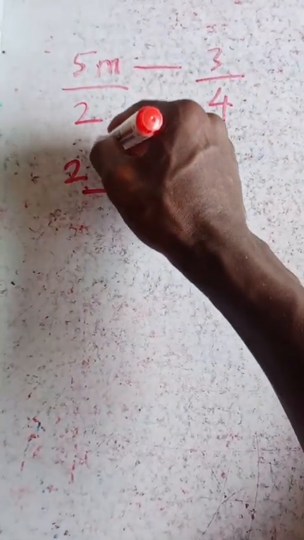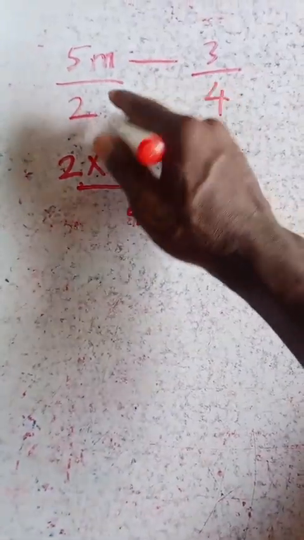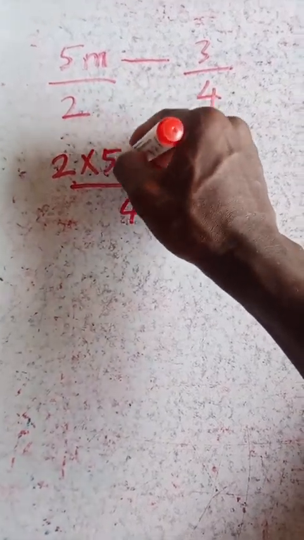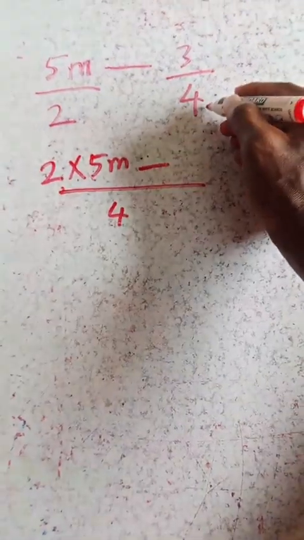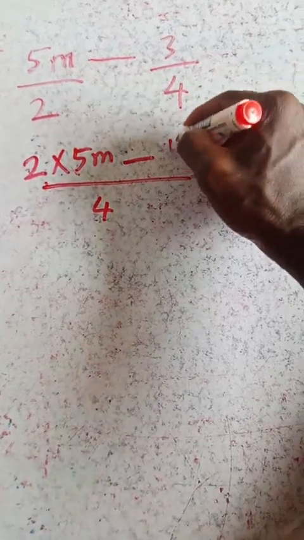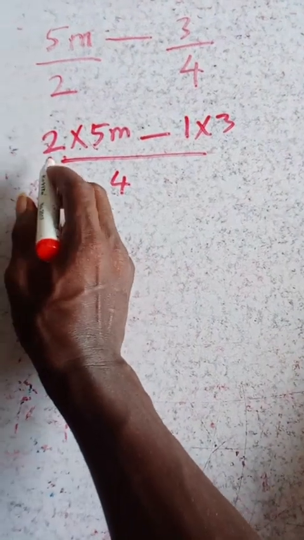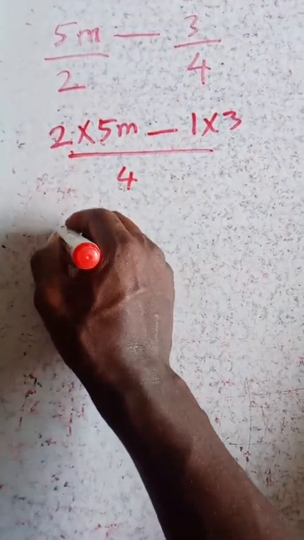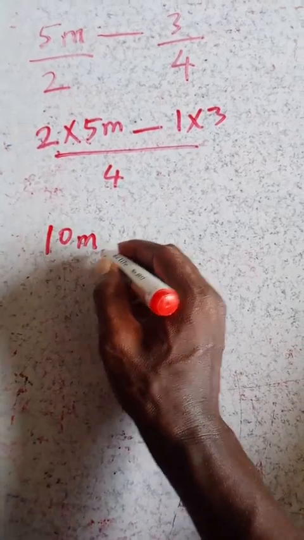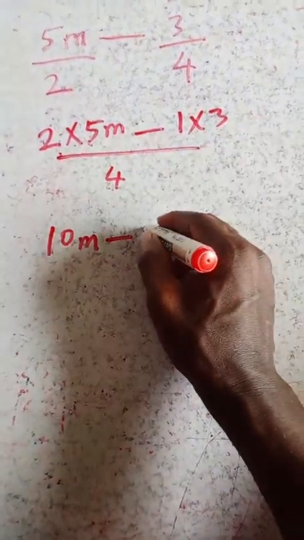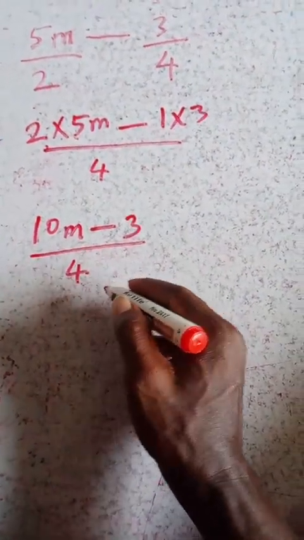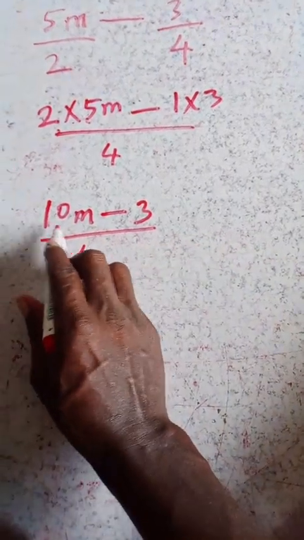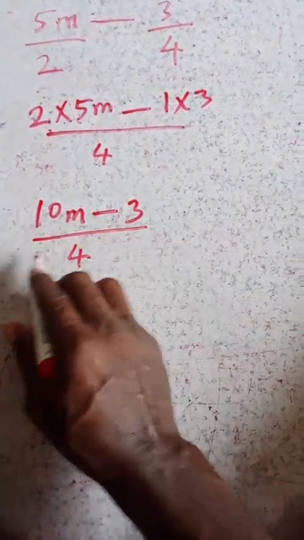Okay, write down 2, then times the 5m, 5m. Then minus, you do the same thing, 4 divided by 4 is 1, 1 times 3. Then you multiply 2 times 5m, which is 10m, then minus 1 times 3 is 3, all over 4. So at this point you have 10m minus 3 all over 4.